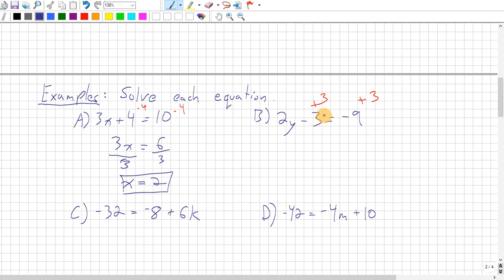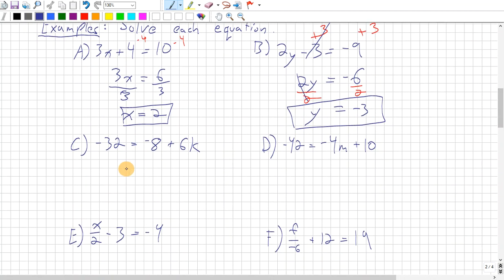On the left-hand side, it cancels out, so I'm left with just 2y. Negative 9 plus 3 is a negative 6. And then my next step would be this is 2 times y. So I'm going to divide by 2 on both sides because that's the opposite operation. And so I'm left with y, because remember those cancel out to equal 1. Divide negative 6 by 2 to get negative 3. Okay, hopefully this is making a bit of sense.